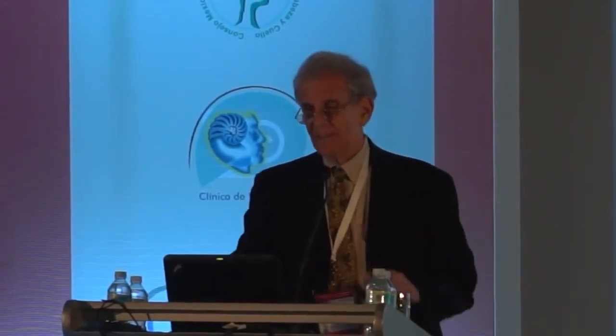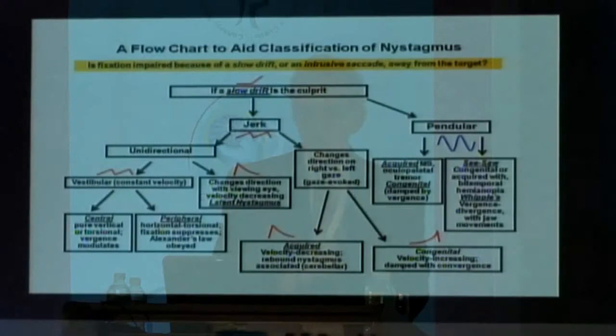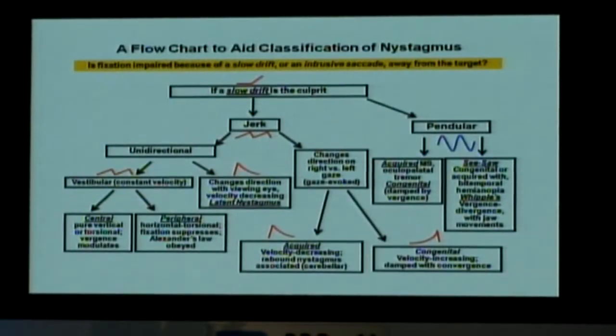Now, this is a flow chart for classifying nystagmus. I haven't memorized this, but I carry it around in my wallet. So immediately I can figure out a patient who has nystagmus, but it's really simple. It just allows you to think rationally about this. It's an algorithm. So if it's a slow drift, I already said it's going to be jerk or pendular. If it's jerk, it can be unidirectional, and that's commonly vestibular.